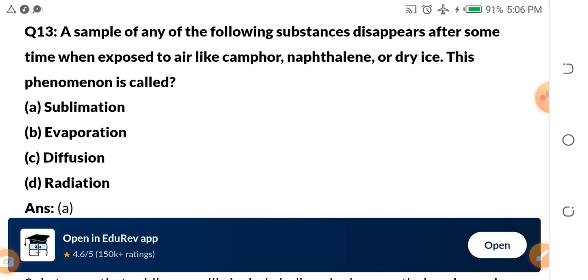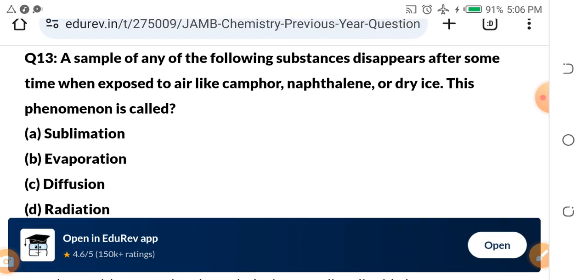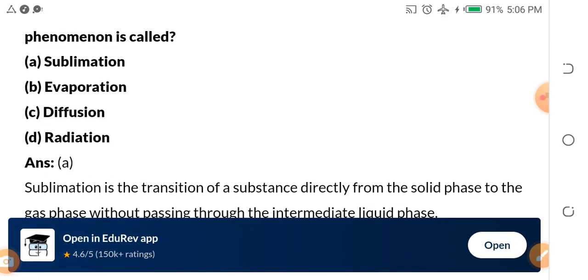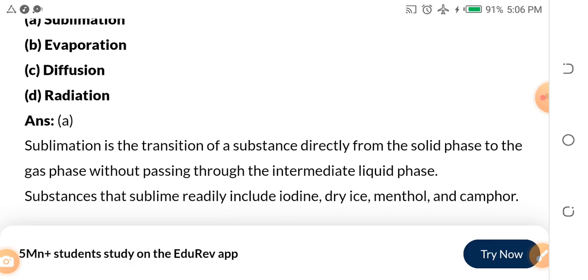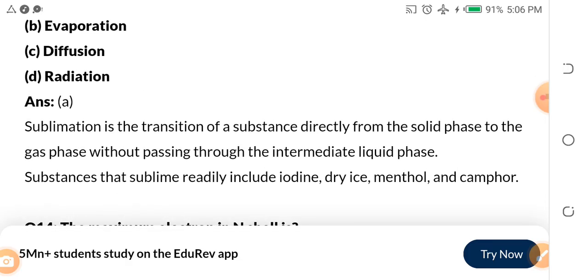But there are certain solids that will turn into gas immediately. No, they will turn into gaseous form from solid without becoming liquid. What is that process called? The process is called sublimation. Say it, sublimation. Let me explain.